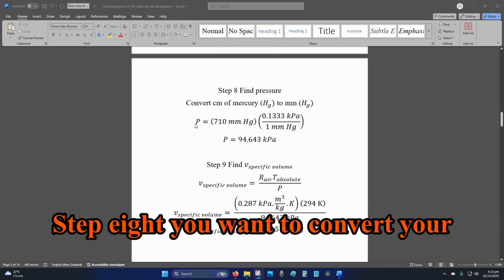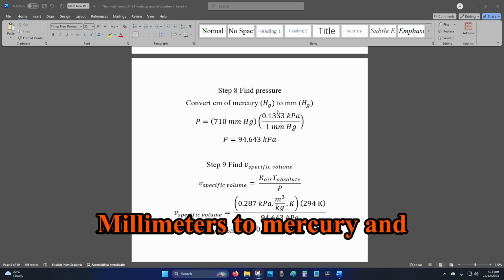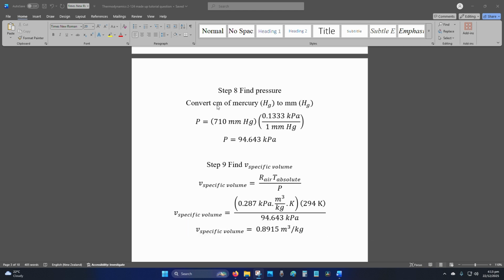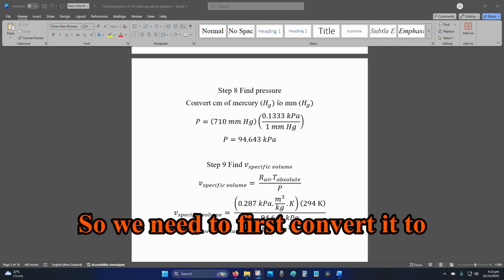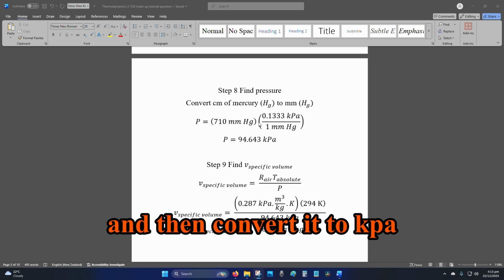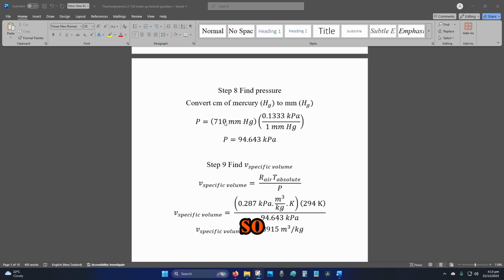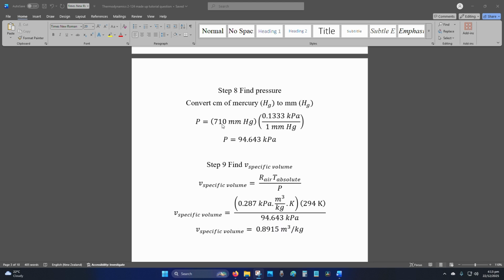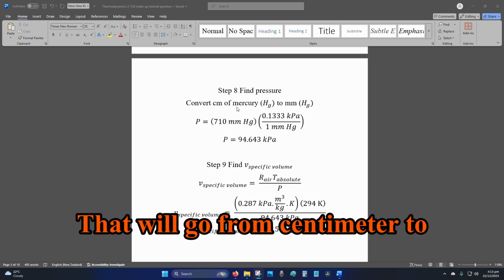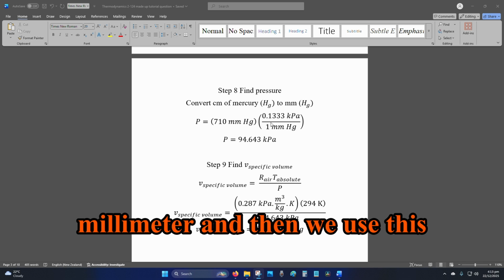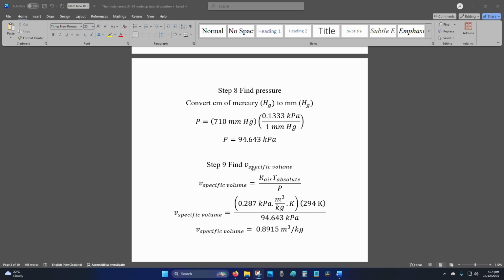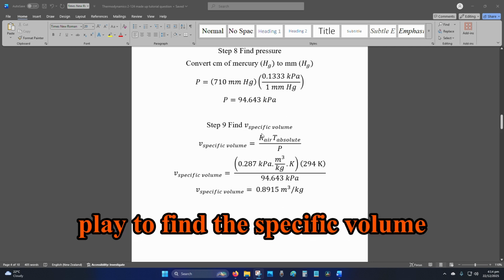Step 8, you want to convert your millimeters of mercury, and then convert that to kilopascals. So we were given centimeter of mercury, so we need to first convert it to millimeters of mercury and then convert it to kPa. So we just multiply 71 by 10. That'll go from centimeter to millimeter. And then we use this conversion factor to get it to kPa. So our pressure is 94.643 kPa. Step 9, we can now plug and play to find the specific volume.